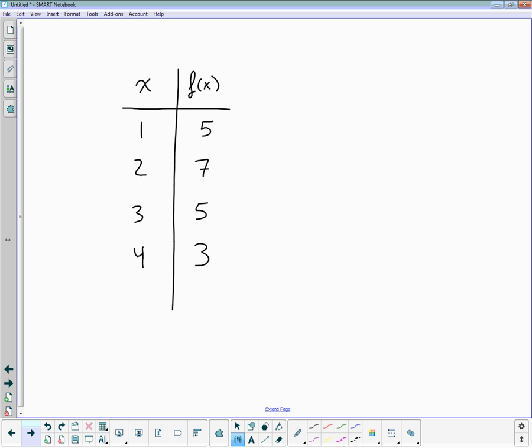Here, when I plugged in 1, I got 5. When I plugged in 2, I got 7. When I plugged in 3, I got 5. When I plugged in 4, I got 3. Is this a function? This is fine.